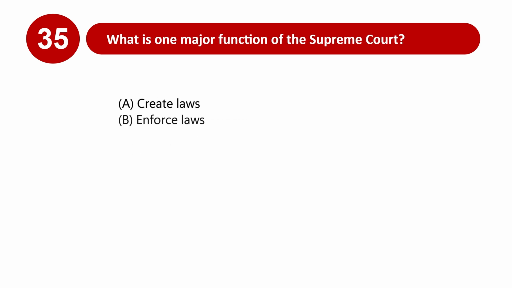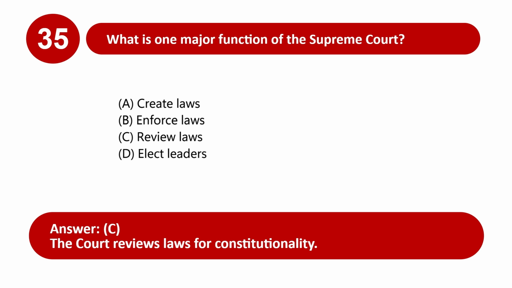What is one major function of the Supreme Court? A. Create laws. B. Enforce laws. C. Review laws. D. Elect leaders. Answer C. The court reviews laws for constitutionality.